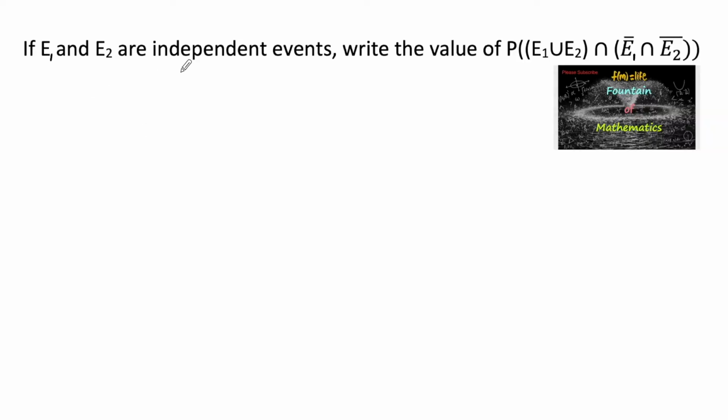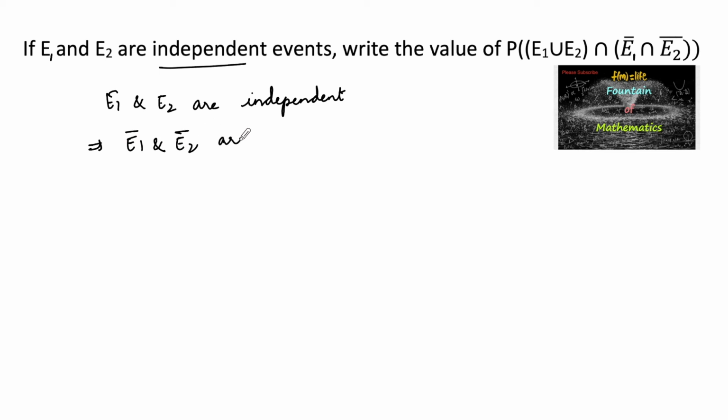If E1 and E2 are independent events, write the value of P of E1 union E2 intersection E1 bar intersection E2 bar. Since we know that if E1 and E2 are independent events, then their complements are also independent events. E1 and E2 are independent, which implies E1 bar and E2 bar are also independent.